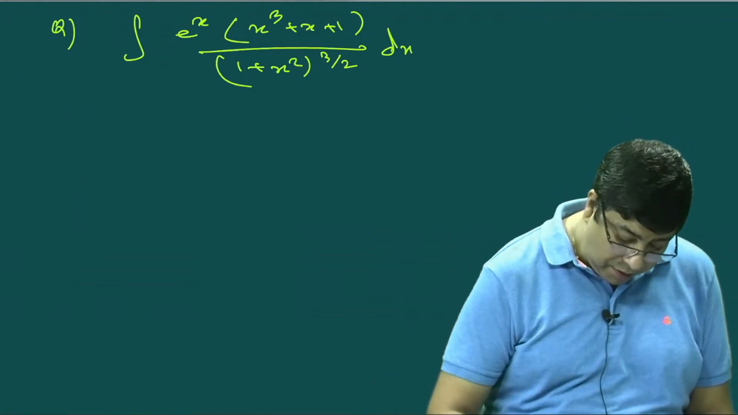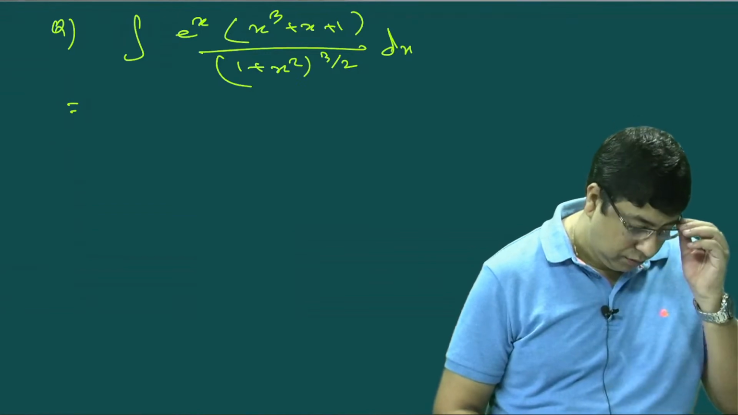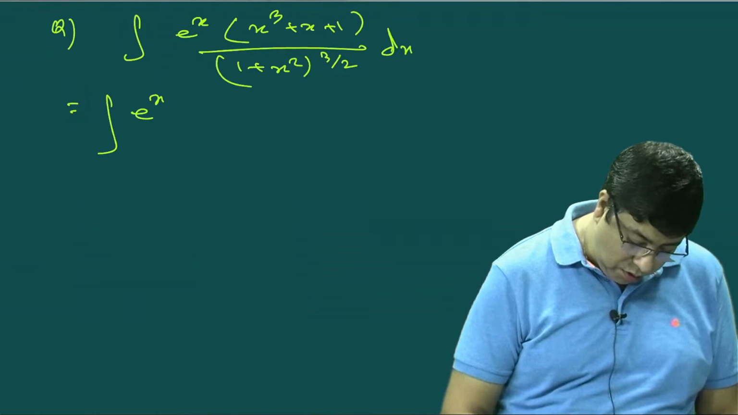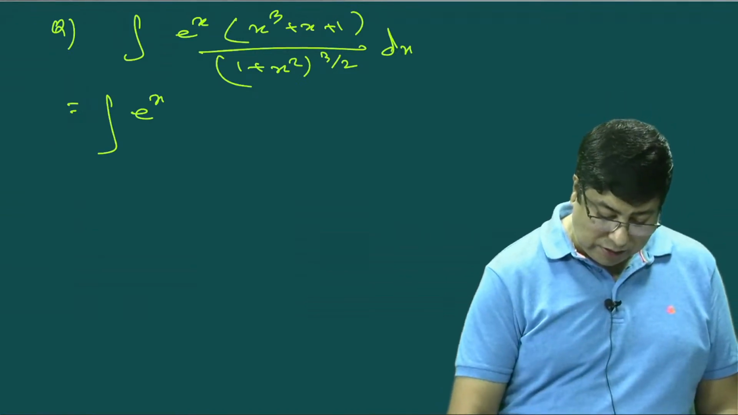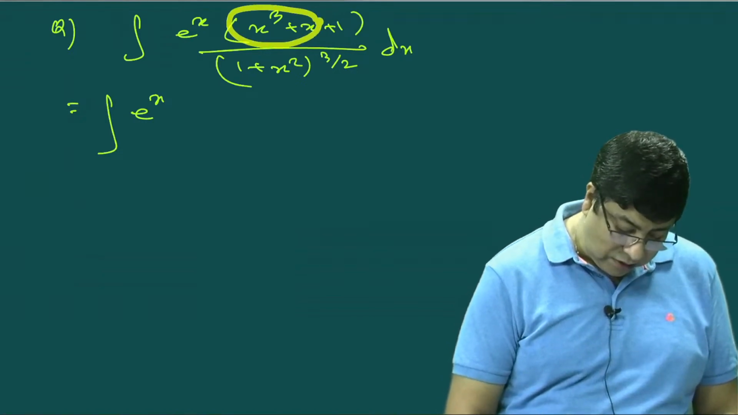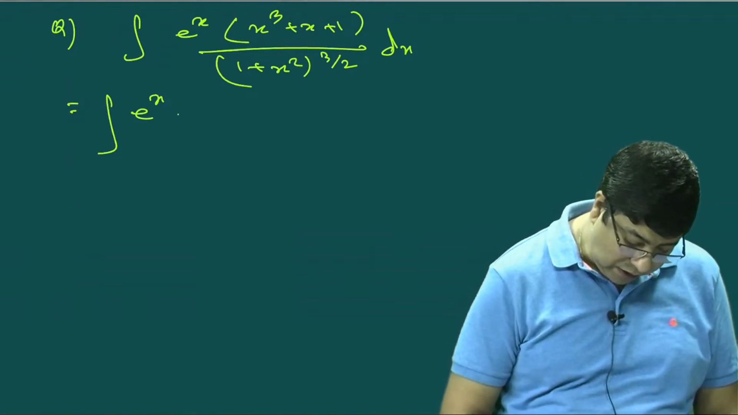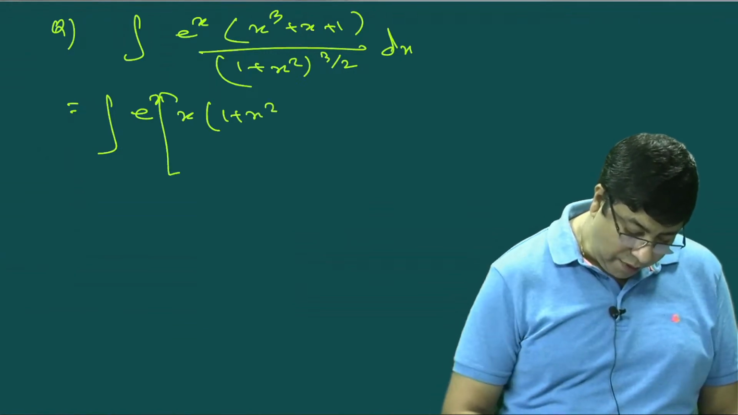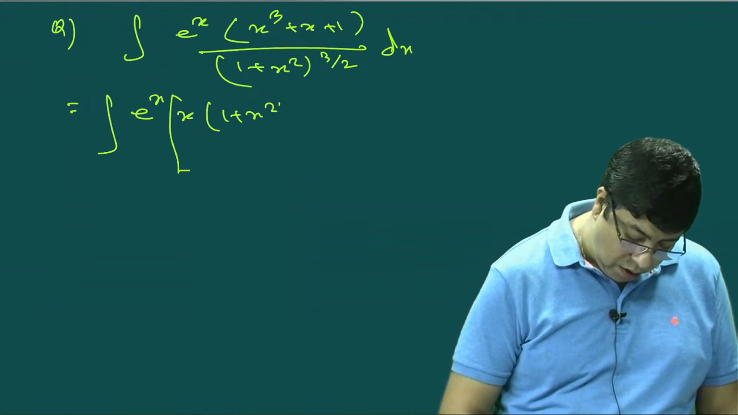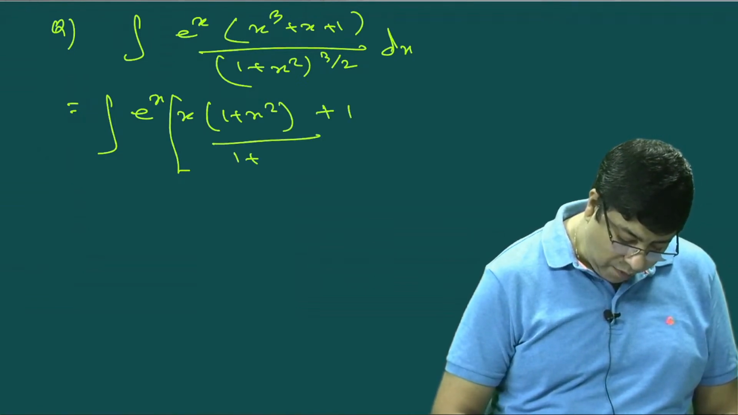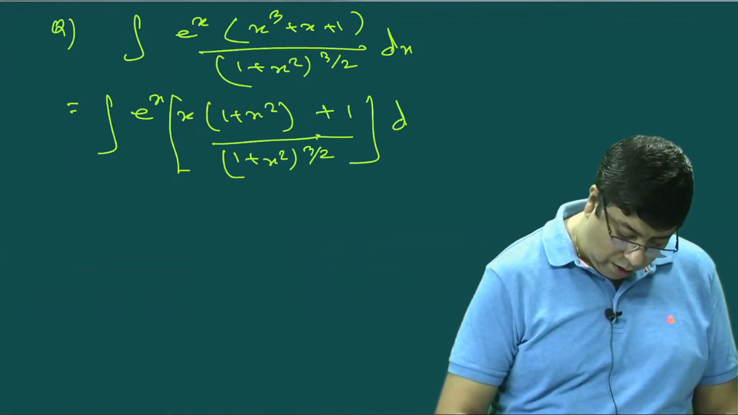So what can be done? I am taking e to the power x common. So x cube plus x. See this, x cube plus x. This x cube plus x I can write like this: x common, 1 plus x square. I am taking e to the power x common. x into (1 plus x square) plus 1, divided by (1 plus x square) whole to the power 3 by 2 dx.